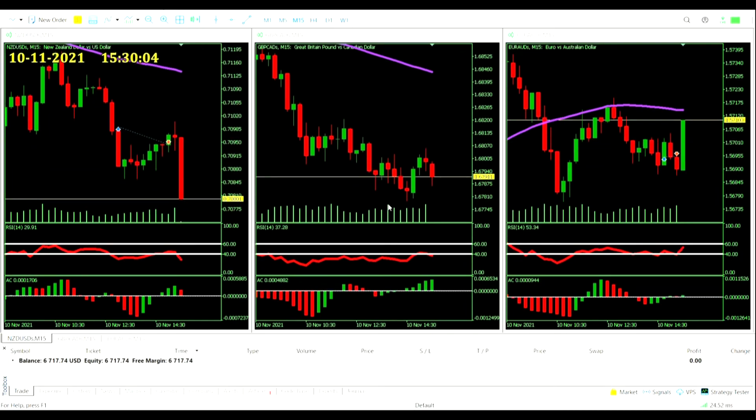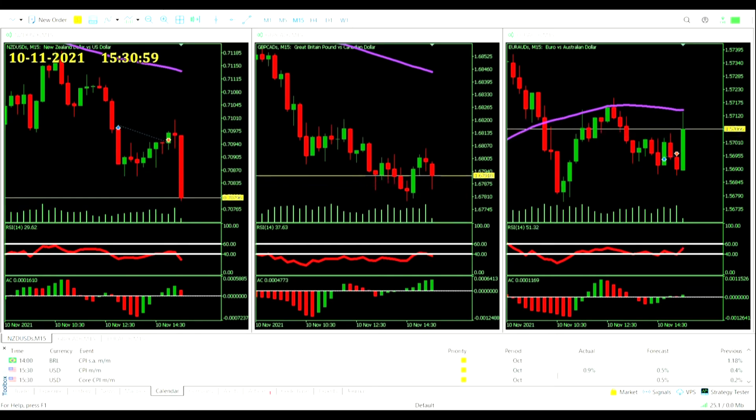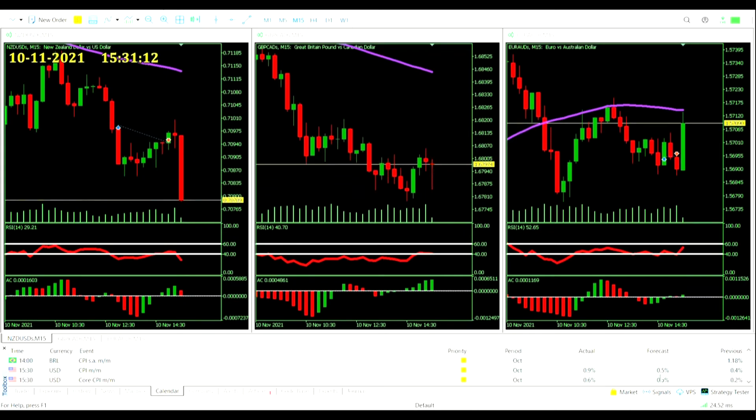Here's the inflation numbers, and you can see immediately the chart's going wild. Good thing we weren't selling that buy trade on the New Zealand dollar US dollar. It is dropping fast, and that is a miss, 0.9%. Ouch. They're expecting 0.5% on the forecast.